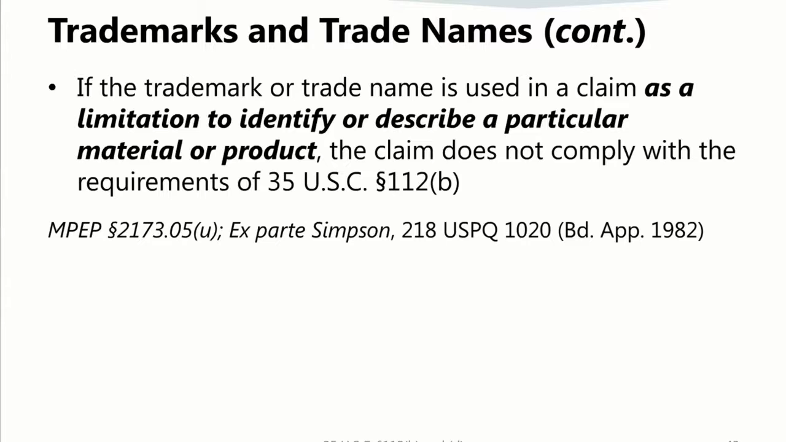In patent specifications, every element or ingredient of the product should be set forth in positive, exact, intelligible language, so that there will be no uncertainty as to what is meant. Arbitrary trademarks, which are liable to mean different things at the pleasure of manufacturers, do not constitute such language. Thus, if a trademark or trade name is used in a claim as a limitation to describe a particular material or product, the claim does not comply with the requirements of 112(b).